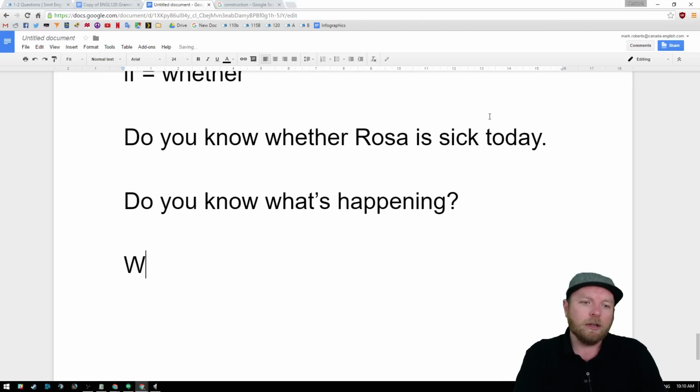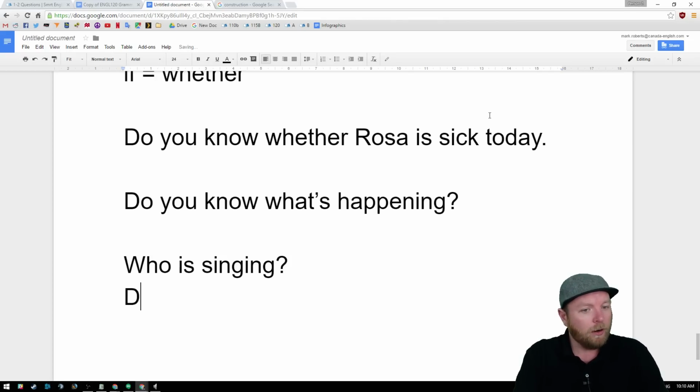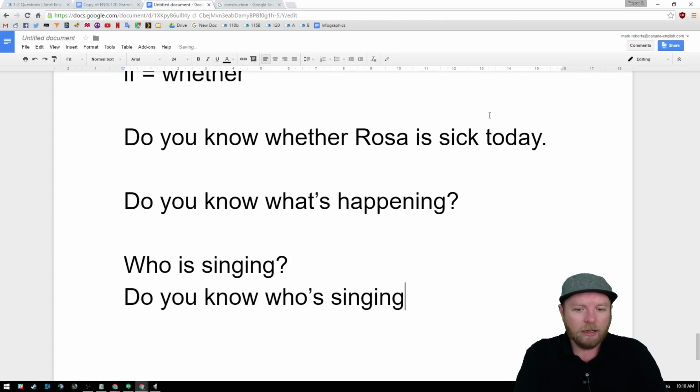Let's try another one. Who is singing? Is this using inversion? No. Do you know who's singing? Okay. Do you know who's singing?